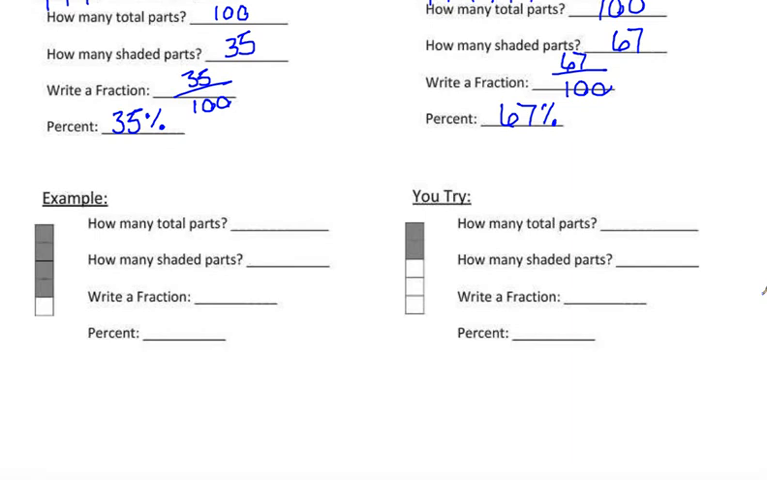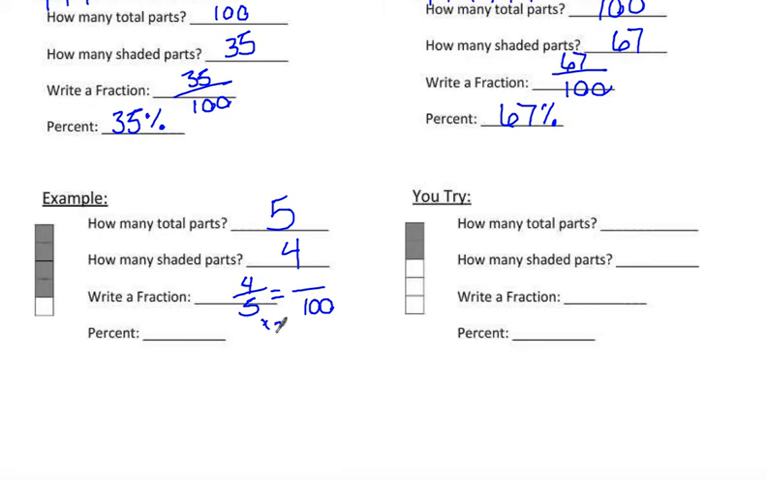This one's a little bit different. How many total parts are there? There's 1, 2, 3, 4, 5 total parts. There are 4 that are shaded. The fraction is 4/5. Now, this is not out of 100, but I can do an equivalent fraction and make it out of 100. What do you need to multiply times 5 to turn it into a denominator of 100?